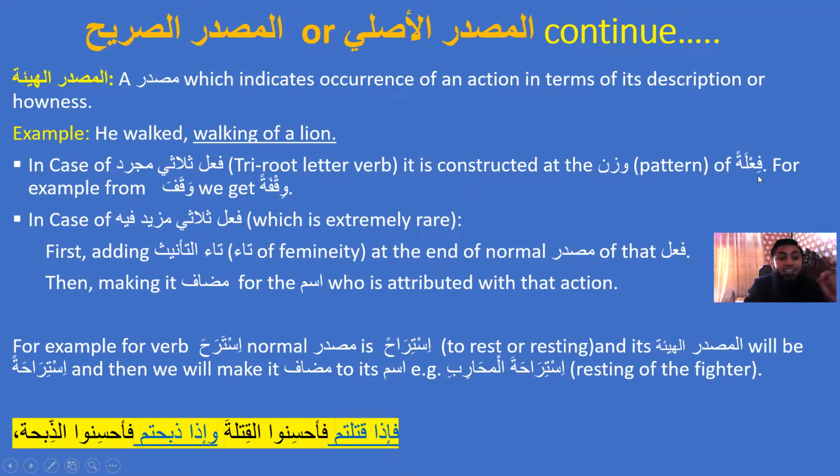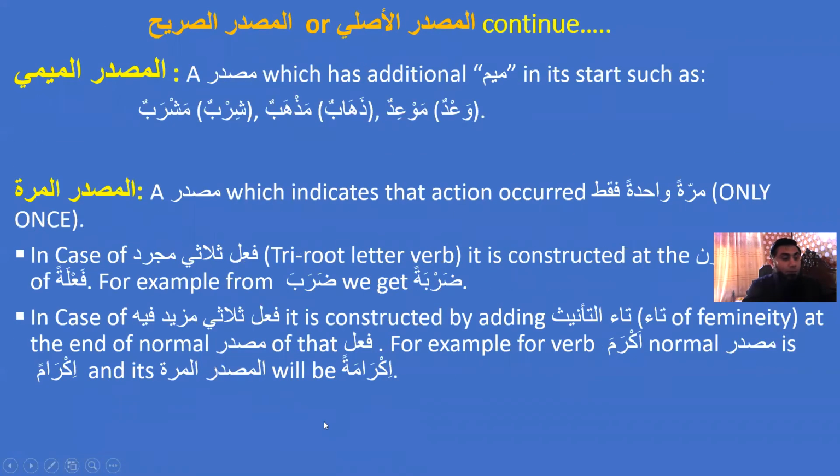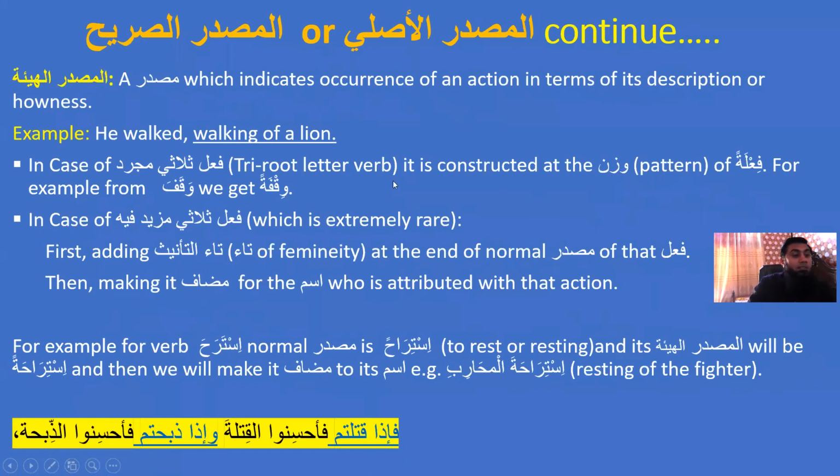Okay, now once again, in the case of sulasi mujarrad, it is extracted on the template of fi'latan. Now look at this one. The previous one was fa'latan. If it was masdar al-marra, so inshallah you won't be confused between them, because al-masdar al-marra is on the template of fa'latan, and al-masdar al-hay'ah is on the template of fi'latan, not fa'latan. So that's the difference here.